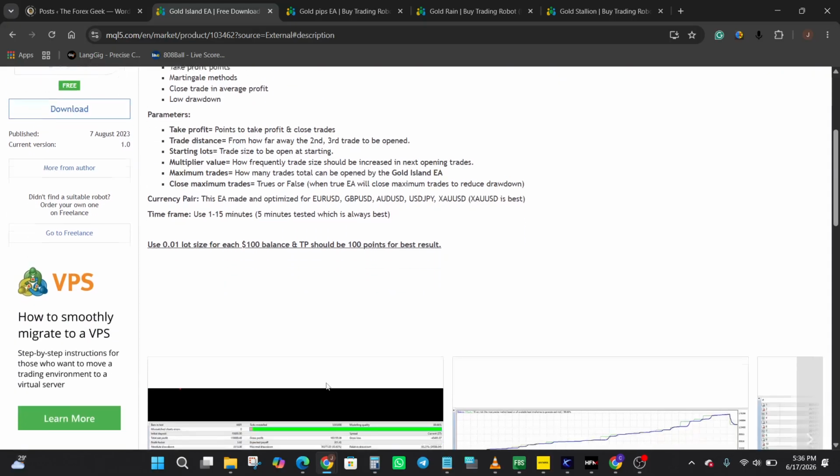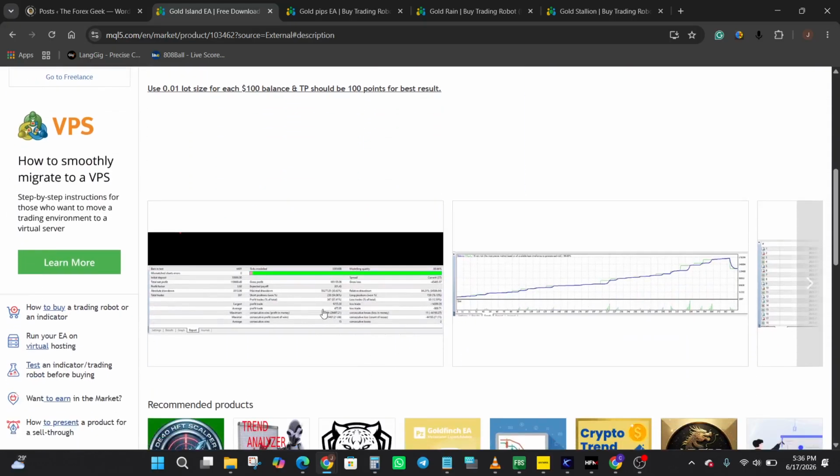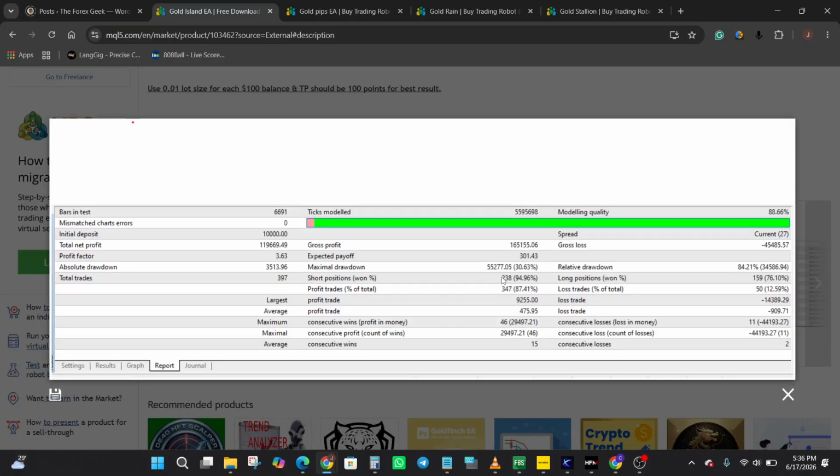Now, let us move over to the backtesting section. When reviewing any historical backtest results, it is important to remember that we are evaluating historical analysis rather than future expectations. Historical testing can help us understand how an EA responded to previous market conditions, but it cannot guarantee similar results going forward.